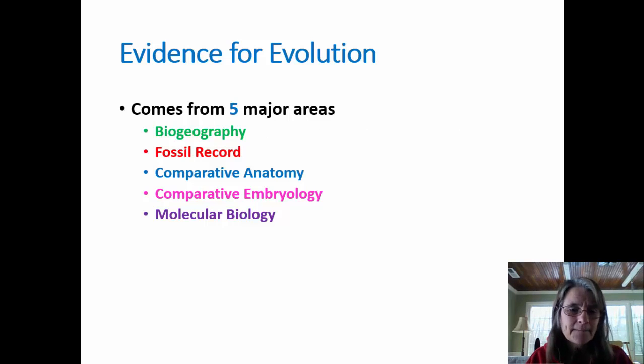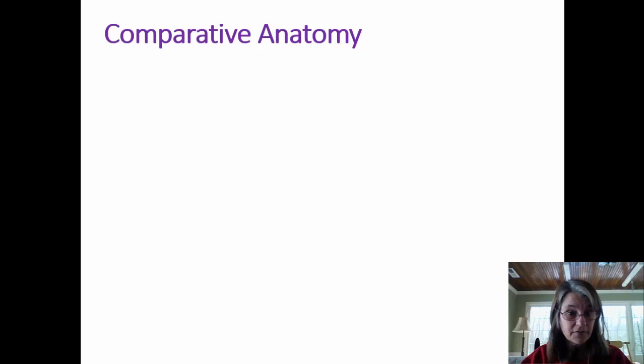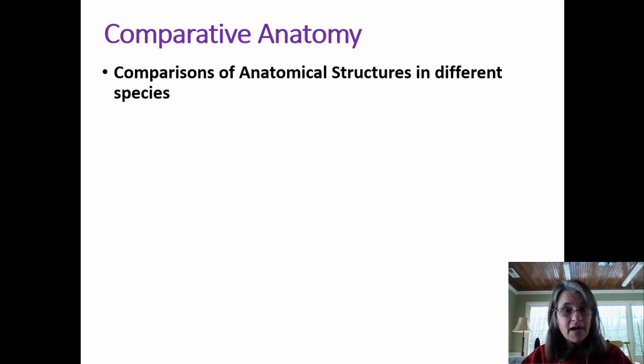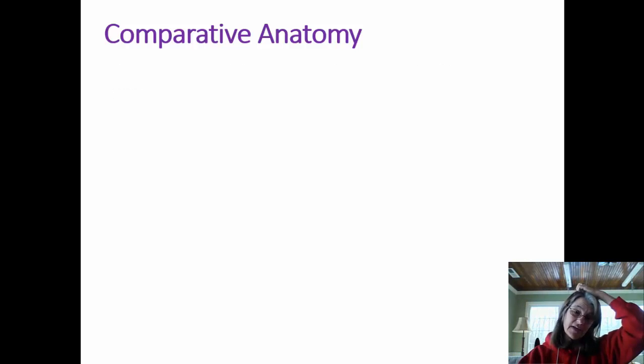Okay, so please remember again that as we talk about evolution and its evidence, it is not just drawing from one area, but many different areas, and these areas weave all together to make this incredibly impressive body of evidence that evolution has occurred on planet Earth. Okay, now, what is comparative anatomy?